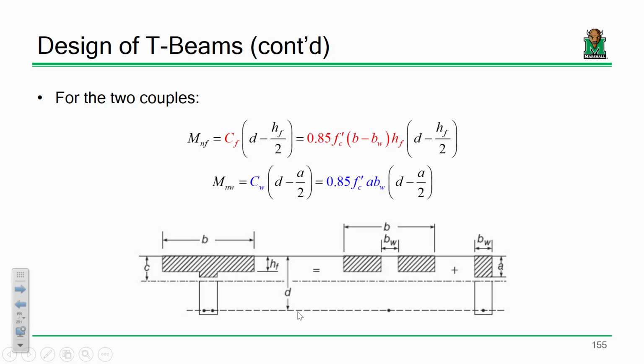Oh, let me go back to the flange couple for a second. The moment arm, how do we get that moment arm? We have d minus half a flange height. Make sense? All right. For the web, what do we have? We have 0.85 f'c times this area, a·b_w. That's what we got here. And the moment arm, d minus a over 2. Does that make sense? Everybody with me so far?